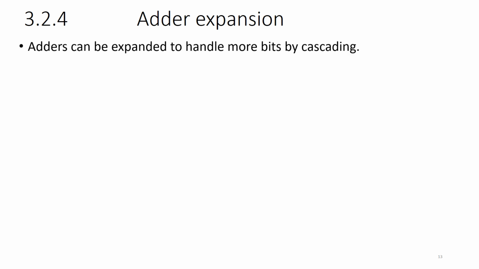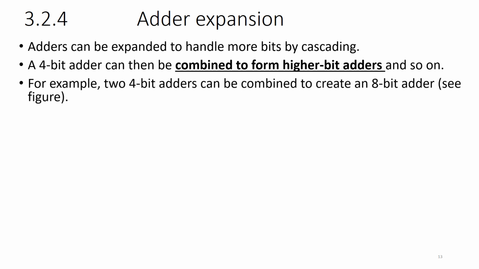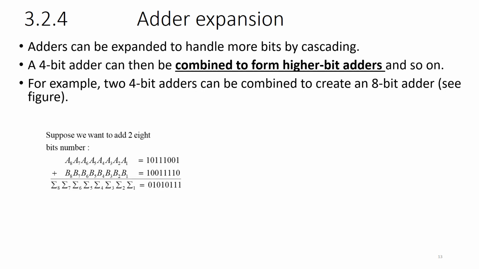And if you want to expand this adder, of course the adder can add numbers which are 4-bit, but let's say we want to add more than that. So we can combine these 4-bit adders to perform higher bit addition. For example, we can combine 2 4-bit adders to create an 8-bit adder, like this. This is 4 bits, A1 to A4. The other 4 bits is A5 to A8.